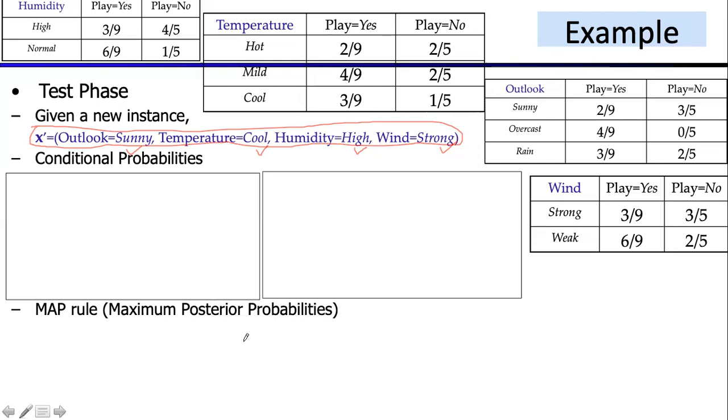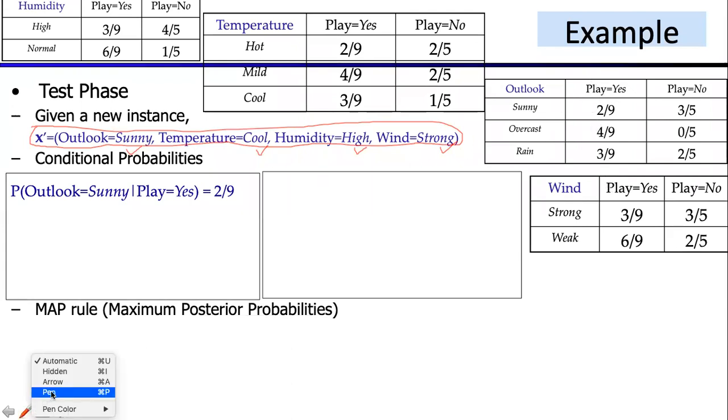What would be the first thing that you'll actually be doing? You'll find out the probability of outlook equals sunny given play, and from the table, the value comes out to be 2/9, which is given here. Because our condition is outlook is sunny, so we know the conditional probability for that, which is 2/9.